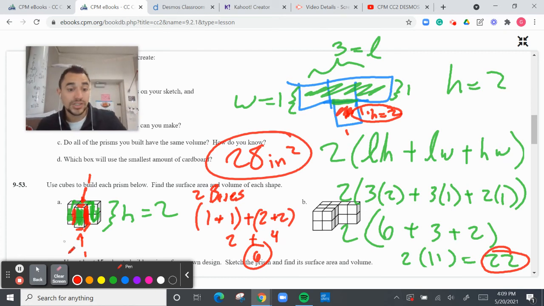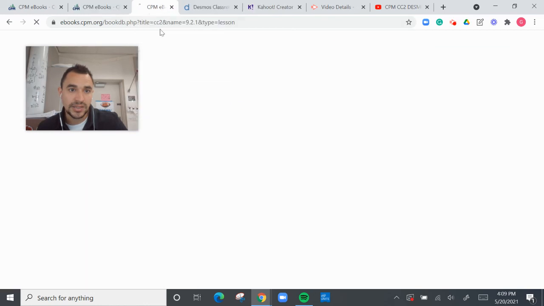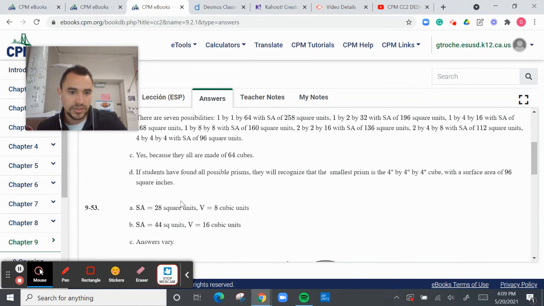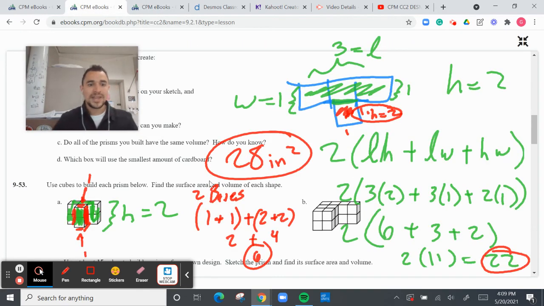All right, let's check the answer key. Hopefully this is what it is. Let me go ahead and duplicate and check the answers. Oh, it's saying there's error. 28 square units. We got it correct. All right. Now we have to do volume. All right, so that's a little bit trickier, but it's still the same concept of length, width, and height.